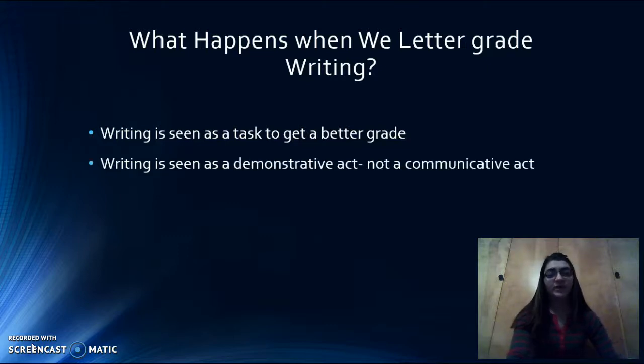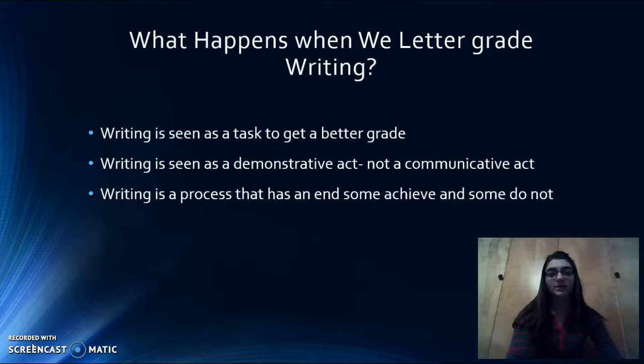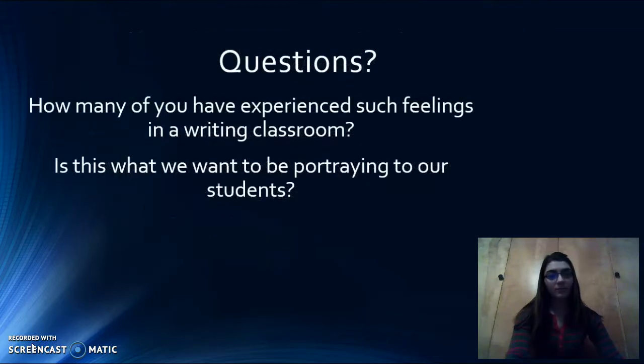Number 2, writing is seen as a demonstrative act, not a communicative act. This is just a way for teachers to see if they're getting better, not really a way to actually portray what they're thinking and what they want to bring across to the audience. Number 3, writing is a process that has some end, where some achieve and some do not. And number 4, writing is for a grade only. How many of you have experienced such feelings when you were a student in a writing classroom? And is this what we want to be portraying to our students?